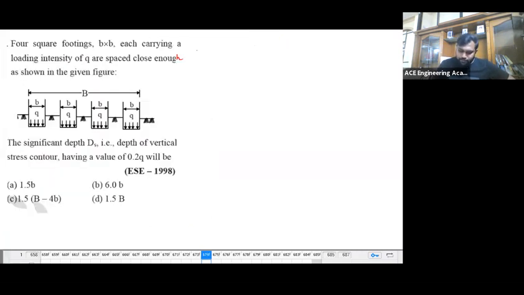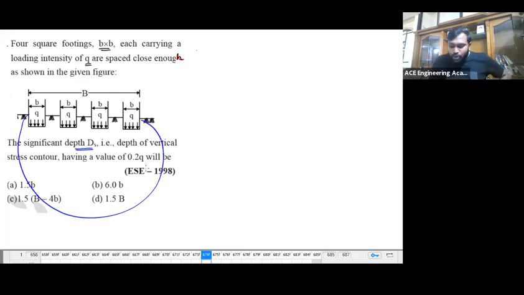Now let's see this question. 4 square footings, each B by B, each carrying a loading intensity of q, are spaced close enough. What is the significant depth? You know the meaning of significant depth: it is nothing but the depth of the pressure bulb. As they are closely spaced, their pressure bulbs will overlap.